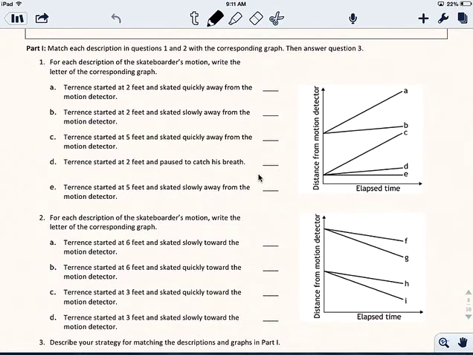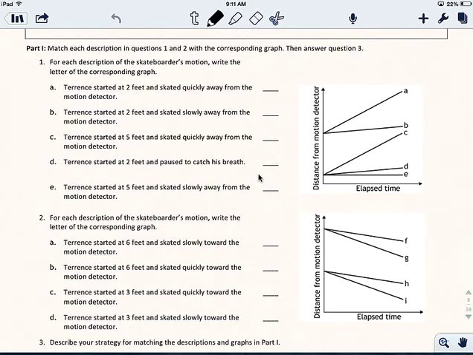It says, for each description of the skateboarder's motion, write the letter of the corresponding graph. Terrence started at 2 feet and skated quickly away from the motion detector. Terrence started 2 feet away and skated slowly away from the motion detector. I'm just reading through all of them first. Terrence started at 5 feet and skated away quickly from the motion detector. Terrence started at 2 feet and paused to catch his breath. Terrence started at 5 feet and skated slowly away from the motion detector.